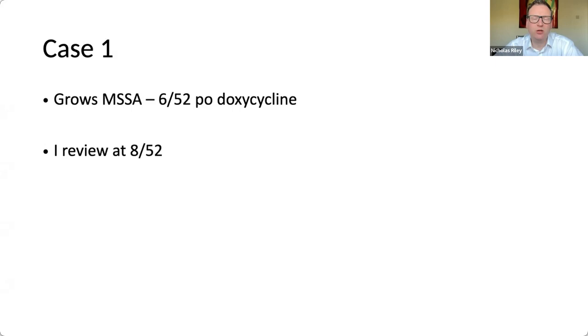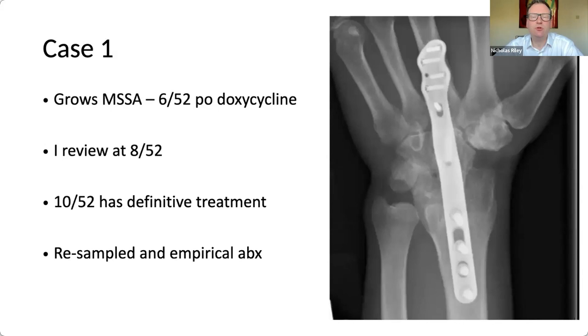So at 8 weeks, the wrist is quiet. There's no signs of residual infection. So he has his definitive treatment 2 weeks later. So he goes on to have a wrist fusion. What we do at the time of that second surgery is that we resample him in exactly the same meticulous manner as we did the first time that we debrided him. He has a short course of empirical antibiotics whilst we're waiting for those samples to come back. And as soon as those samples come back negative, we stop his antibiotics. So around his second surgery with me, he had a 3-day course of intravenous antibiotics.